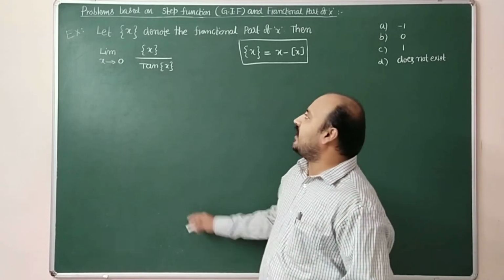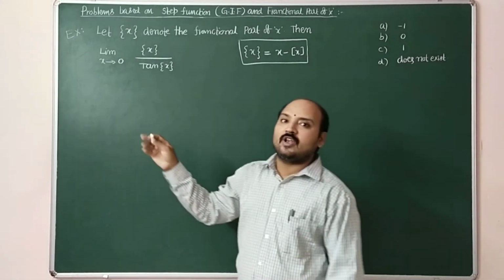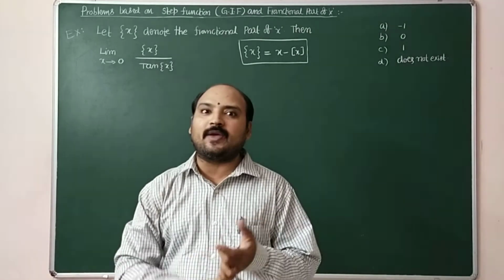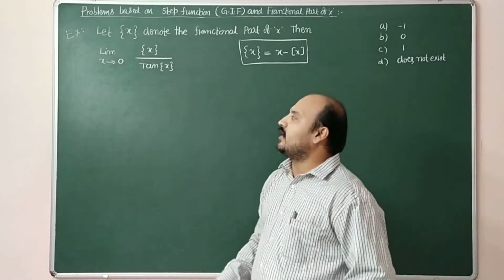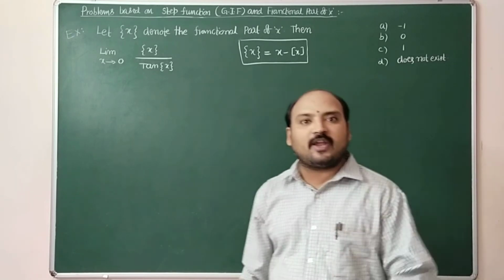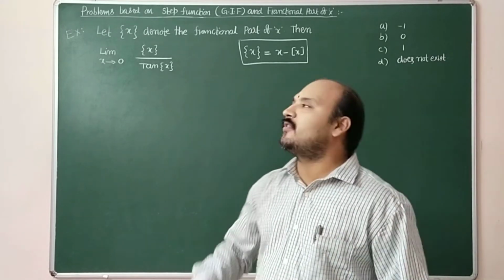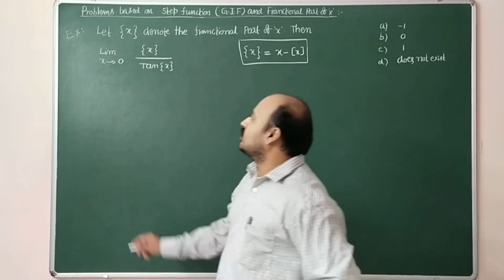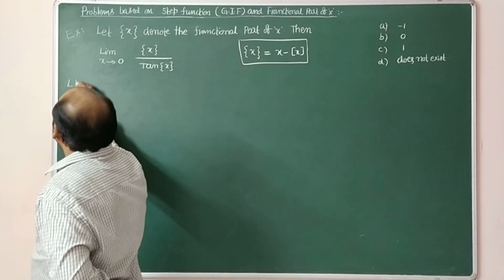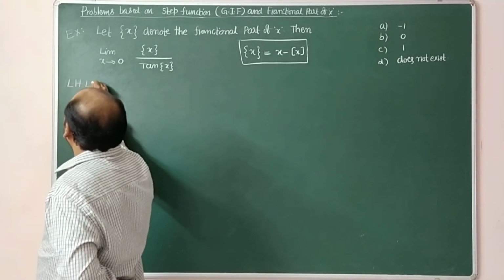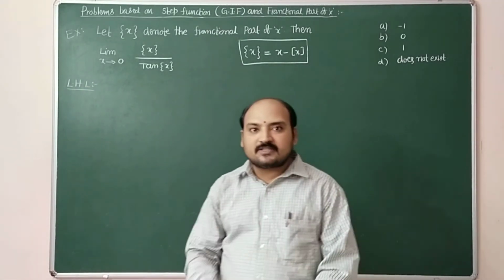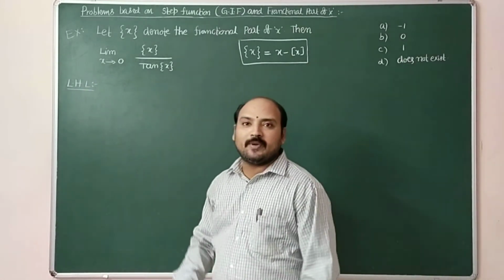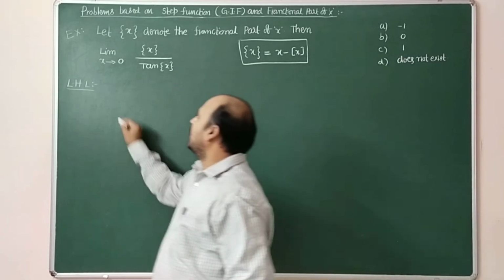We already know that at x tends to 0, whenever the fractional part of x, step x, or modulus of a function is given, we need to calculate the left hand limit as well as the right hand limit for the given problem. So now I am calculating the left hand limit, LHL, at x is equal to 0. Left hand side limit at x is equal to 0 means x tends to 0 minus.